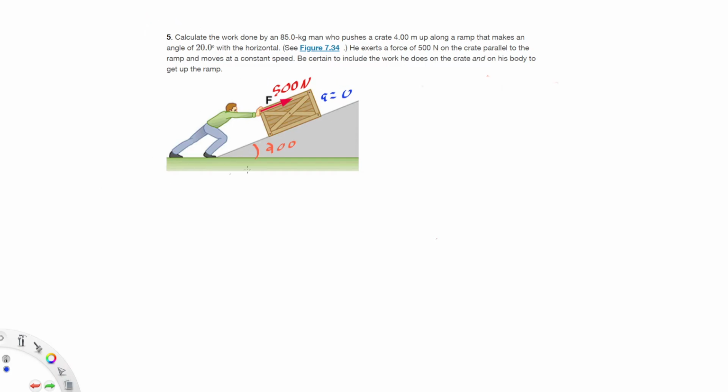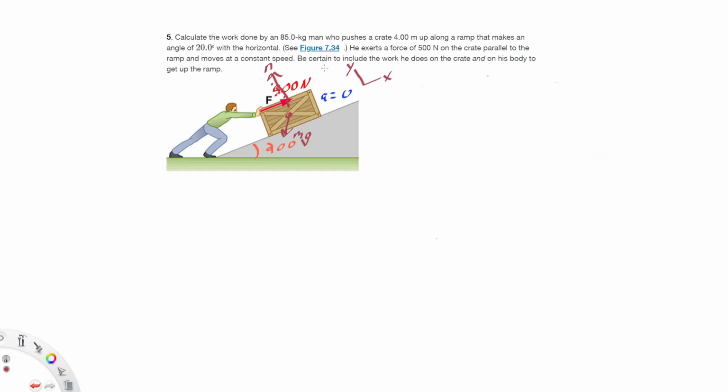So this is really a box on a ramp problem. Let's use our tilted coordinate system. So x direction is up the ramp, y direction is perpendicular to the ramp. And we've got normal force, no friction.